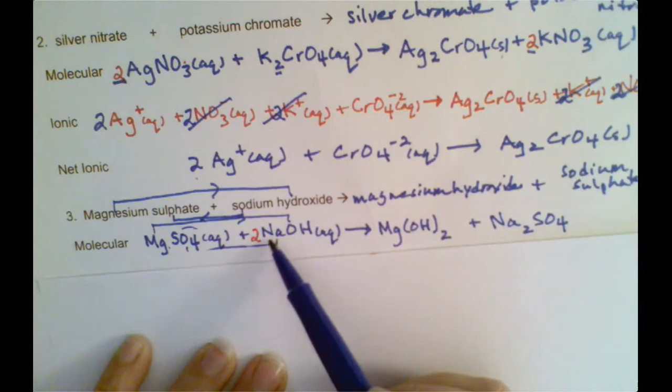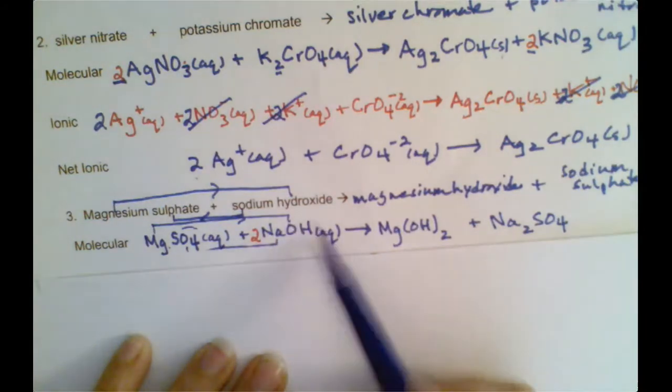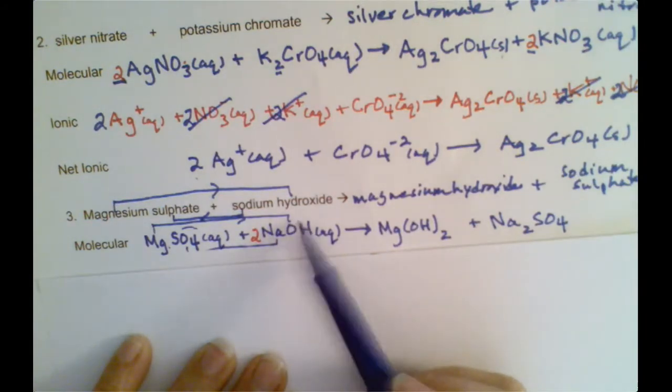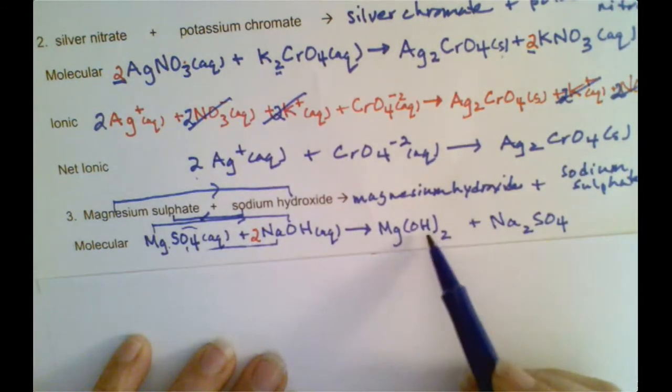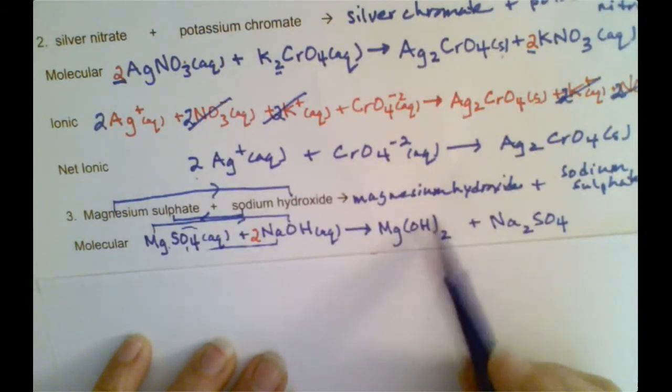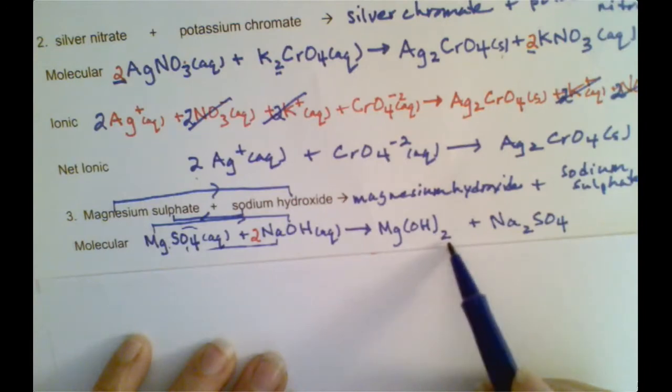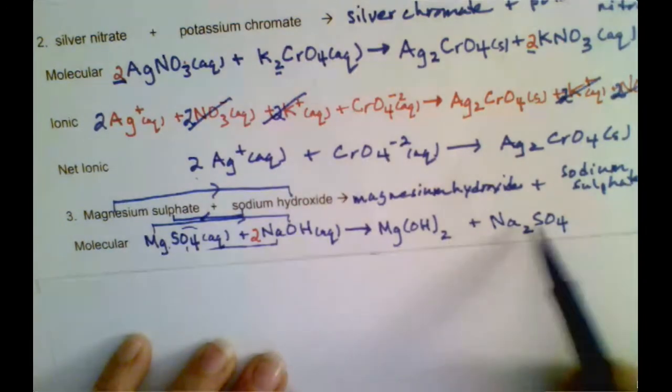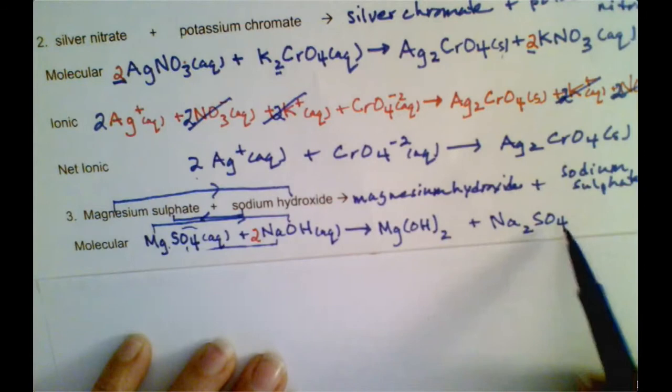Sodium hydroxide, sodium is a +1. Hydroxide is polyatomic, it's a -1. Crisscross, I can drop the brackets. Magnesium hydroxide, magnesium is a +2, hydroxide is a -1. I must put brackets around the hydroxide, okay, and the 2 comes outside of that bracket. And I also get sodium sulfate.